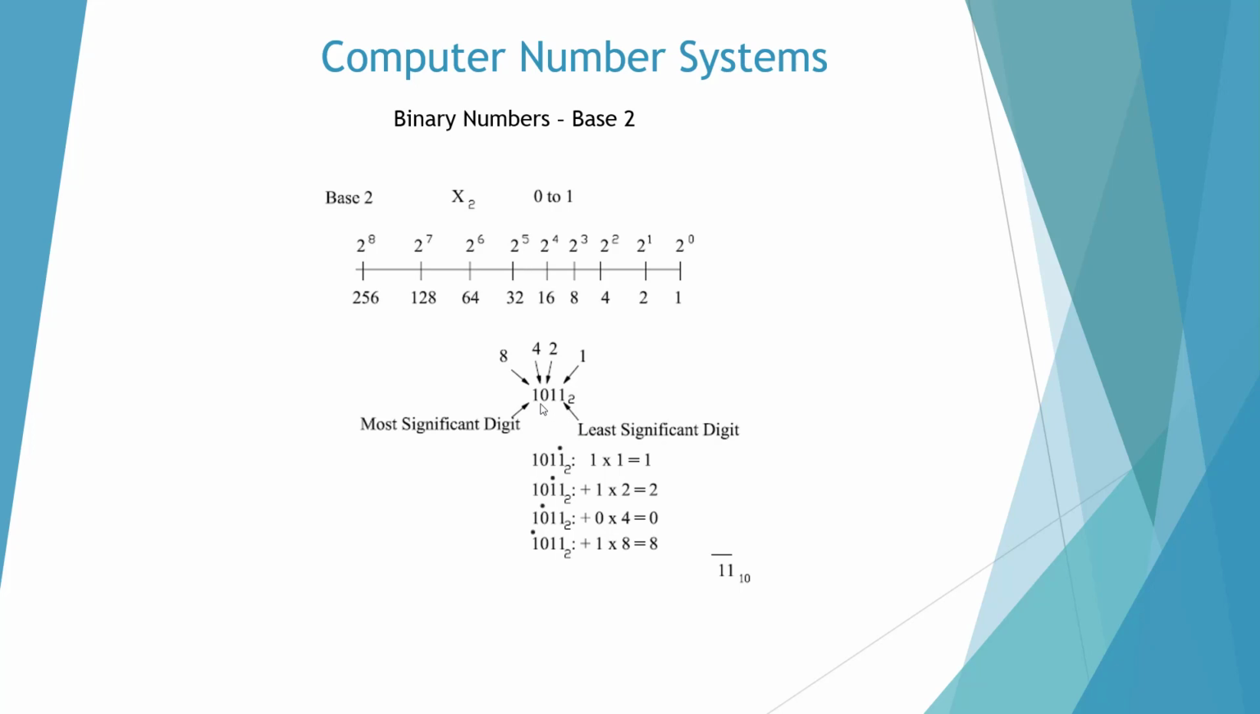Okay, if we take a look at this number, 1011 base 2, the least significant digit, LSD, would be the smallest. The most significant digit, MSD, would be the largest. And we have values of each column, 1, 2, 4, 8. If we were to convert this number to decimal, we'd have 1 times 1 would be 1. 1 times 2 is 2. Our third digit would be 0 times 4, and our last one would be 1 times 8. And we add those up, and they become 11 base 10.